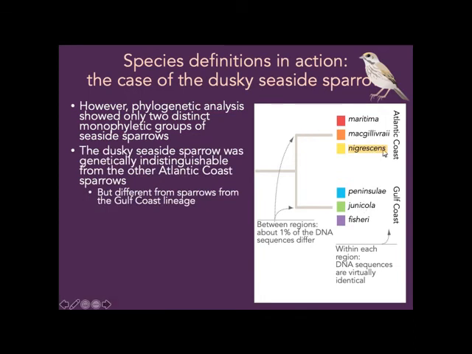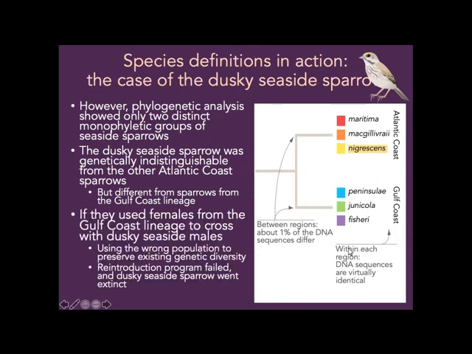The dusky seaside sparrow here was genetically indistinguishable from the other 2 groups, but it was very different from these 3 groups. Unfortunately, when they did this breeding experiment, they bred those males from this group with the females from this group over here. They used the wrong population to try to preserve the existing genetic diversity, and consequently, the reintroduction program failed, and that subspecies ended up going extinct.